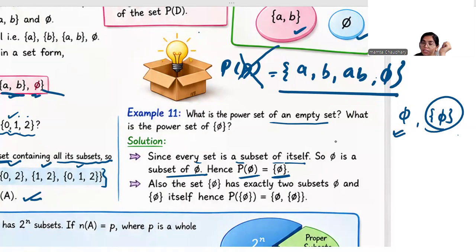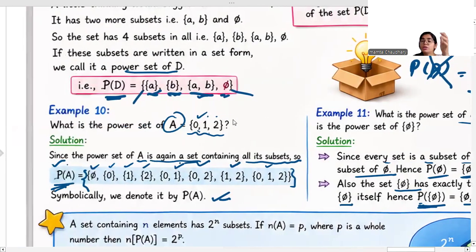So the set {∅} has exactly 2 subsets, ∅ and the set {∅}. So the power set of {∅} is {∅, {∅}}. This ∅ is the null set, which is a subset of all sets. And this set {∅} is the whole set, which we are finding.